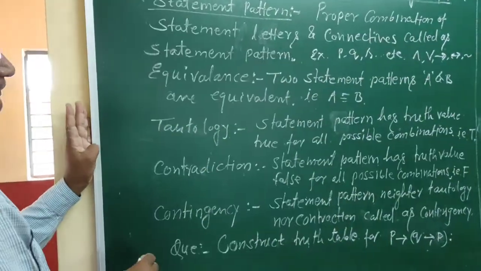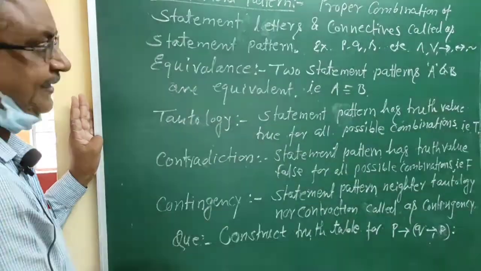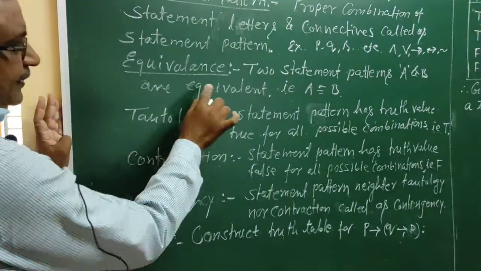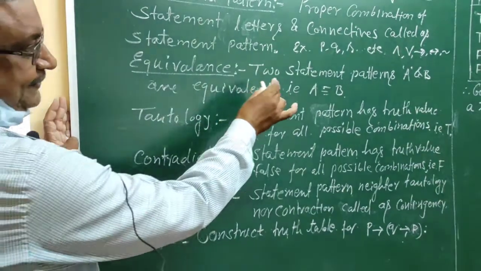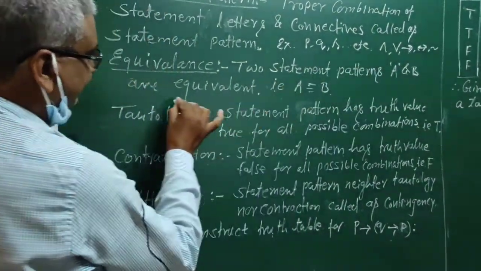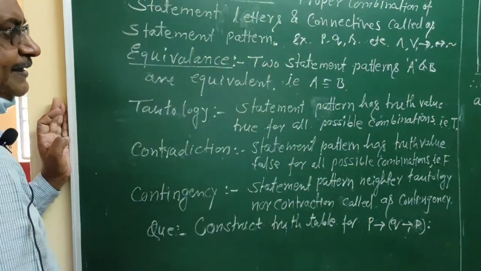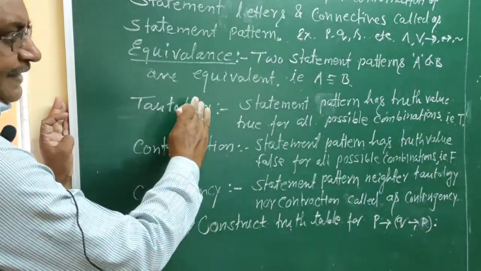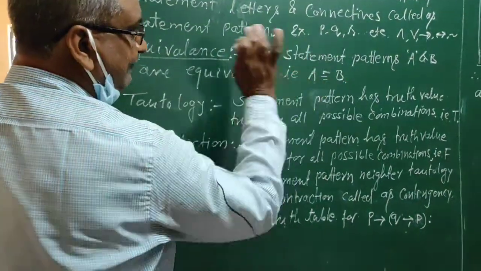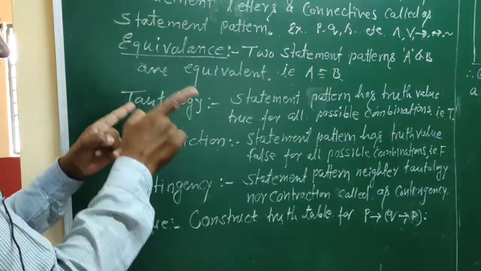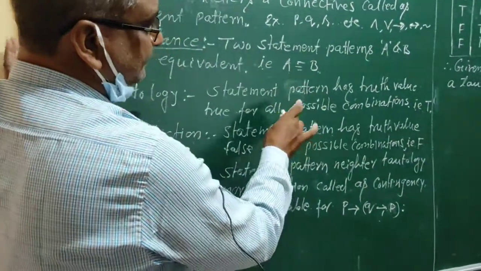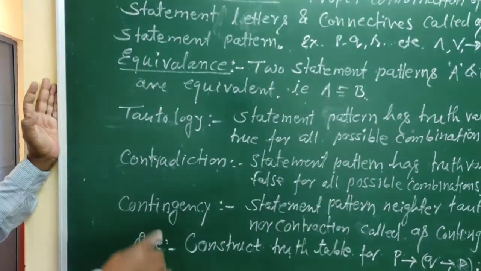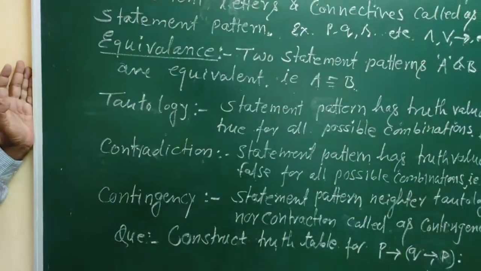Now next part of the statement pattern, there are different questions that can be asked. We want to show that the two statements are equivalent. So this is called the equivalence here. We say that two statement patterns A and B are equivalent, that is A equivalent B, when the truth values of the first statement pattern and the second statement pattern are the same in their last columns. Then we can say that two statement patterns are equivalent. So this is equivalence between the two statement patterns.